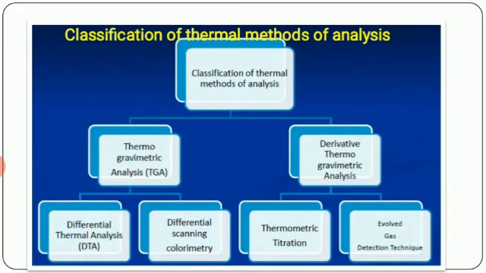Classification of thermal methods of analysis. It has two main types: thermogravimetric analysis and derivative thermogravimetric analysis, while thermogravimetric analysis is further divided into differential thermal analysis and differential scanning calorimetry.